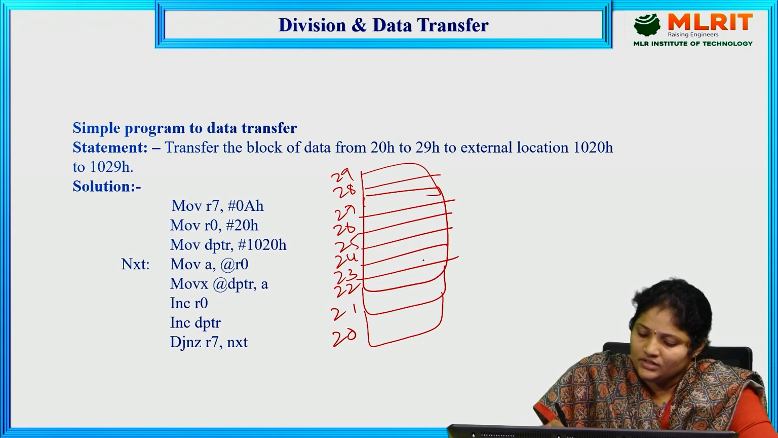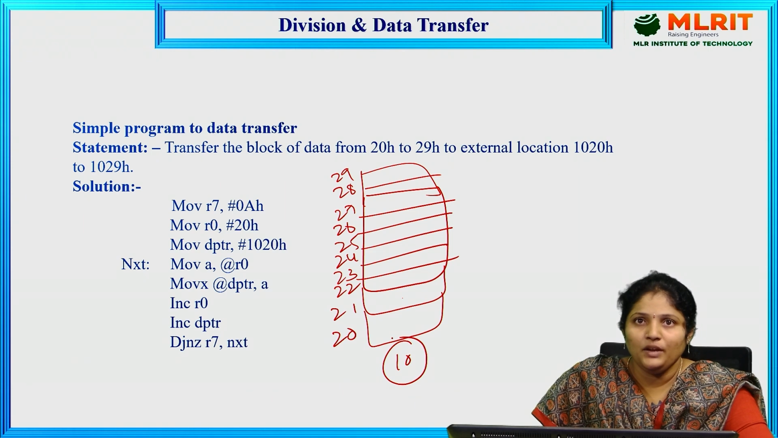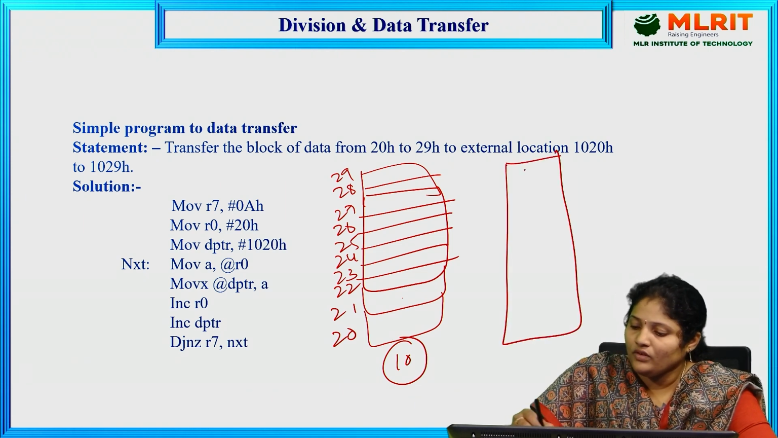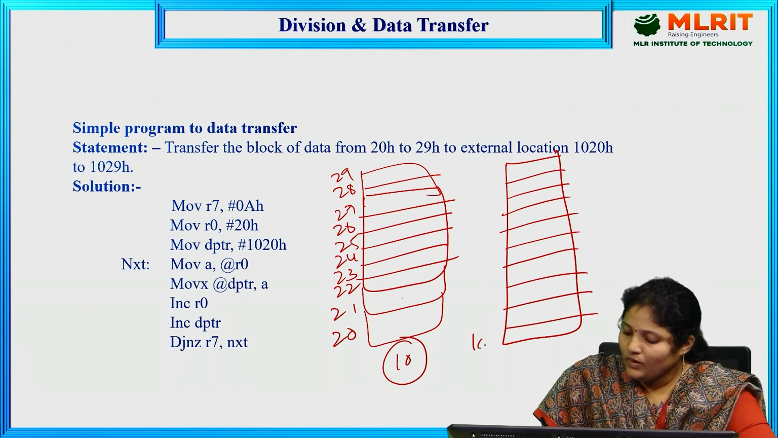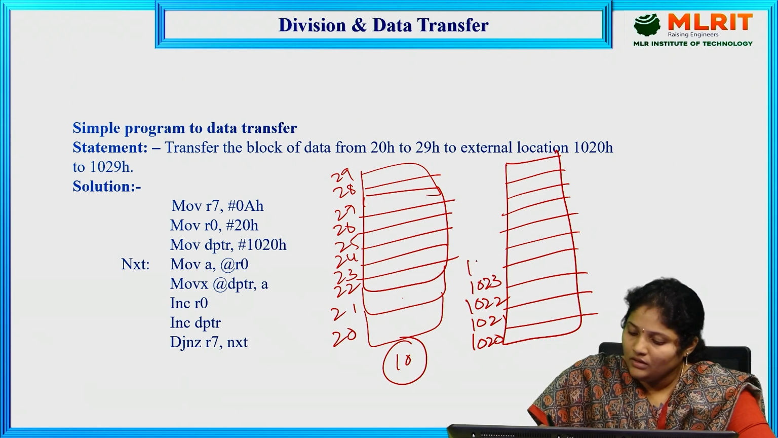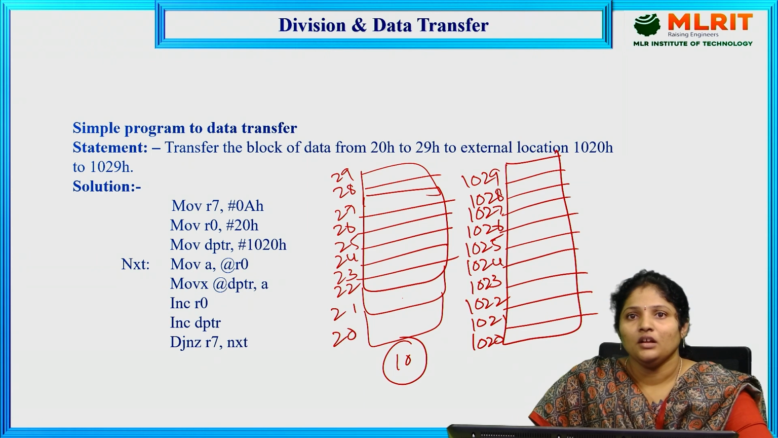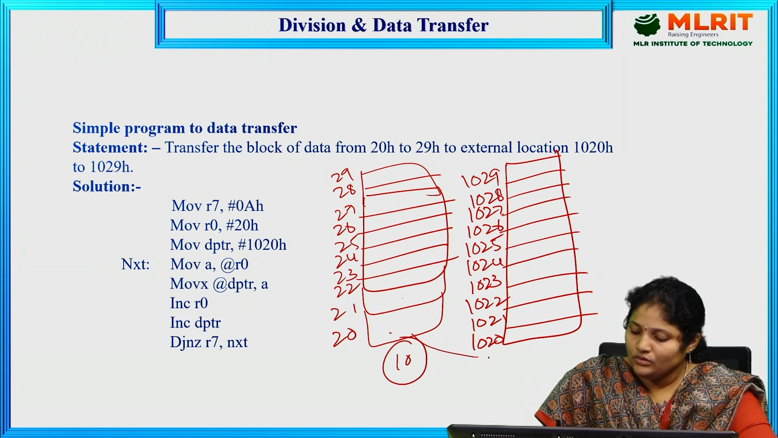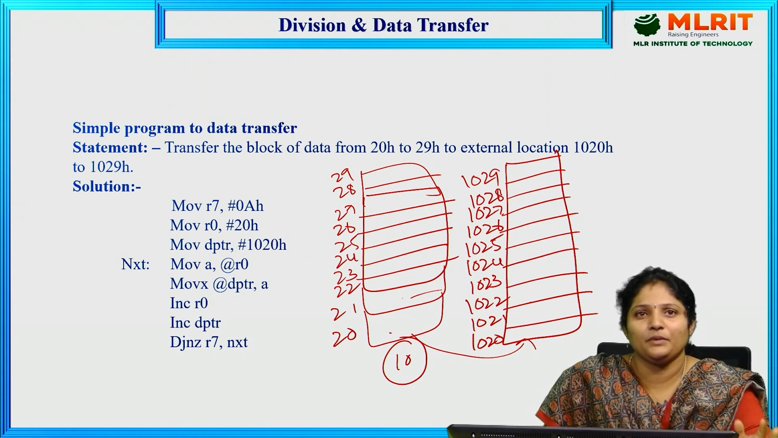So how many locations are there? 1, 2, 3, 4. So 10 locations. So 10 bytes of data should be moved to 10 bytes of external locations, right? So 1020, 1021, 1022, 1023, 1024, 1025, 1026, 1027, 1028 and 1029. So I need to move the data present in 20 to 1020, 21 to 1021, like that. So how will we perform this operation?